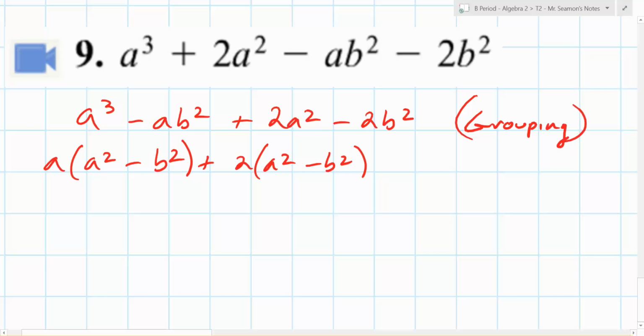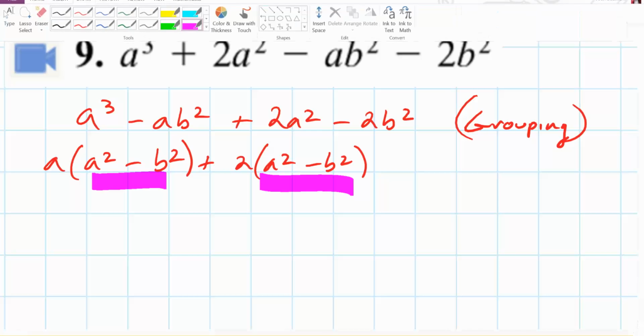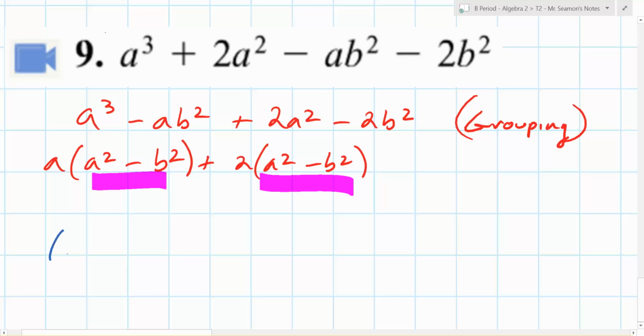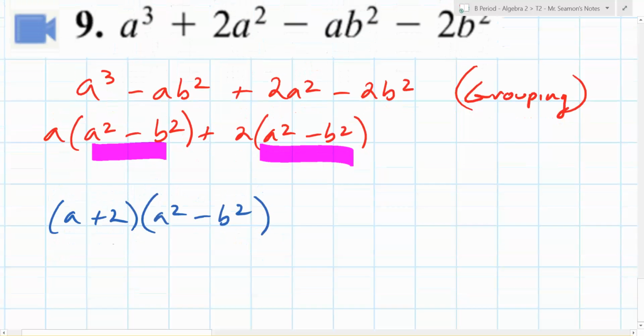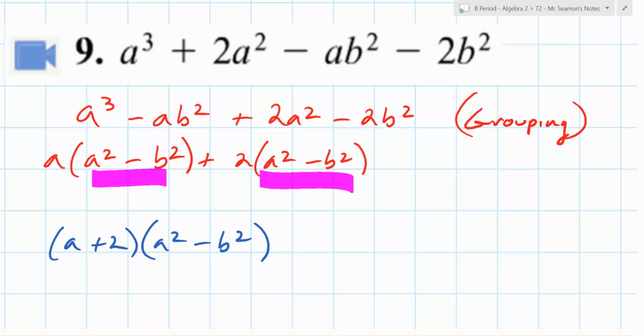We have two of the same thing in both cases. We have an a squared minus b squared. So what does this become, Hannah? A plus 2 times a squared minus b squared. Both of those purple things come together into this one purple. And where do the a and 2 come from? They come from the coefficients right there. There's the a and there's the 2.